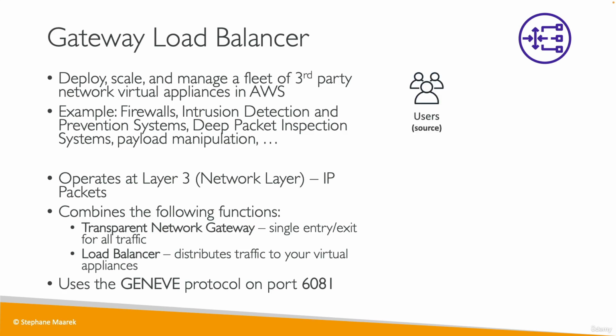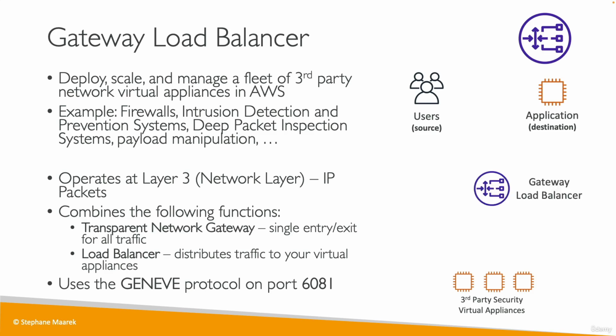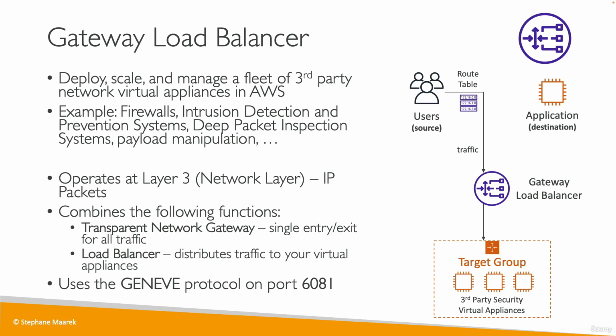So a diagram will make it super helpful. So your users want to access your application, which is the destination, but you want to scan all the traffic using third-party security virtual appliances. So how do you do it? Well, you deploy a gateway load balancer and you edit your route tables. Now, all the traffic is going to go through your gateway load balancer. The target group of the gateway load balancer is going to be these third-party virtual appliances, and they're going to receive all the traffic, analyze it, and if it's good, keep on sending it back to the gateway load balancer, which is going to forward that traffic back to your application. So here, the added benefit is that all the traffic is going to go through your third-party security virtual appliances.